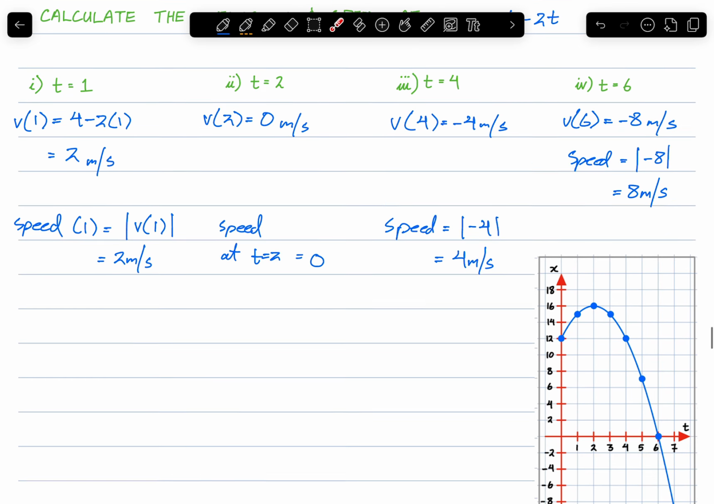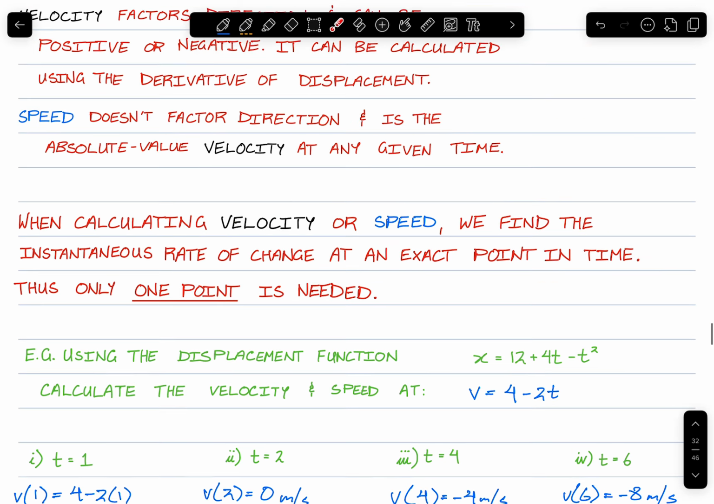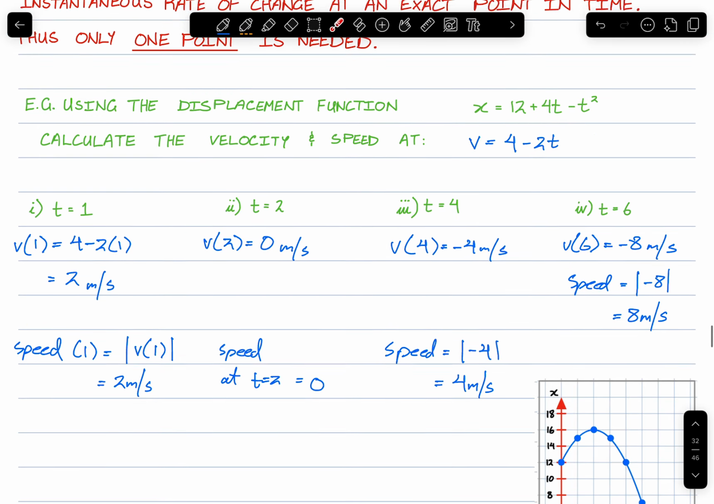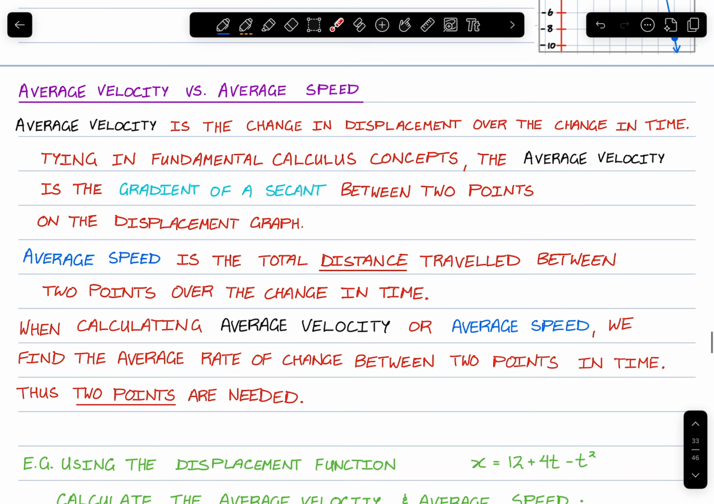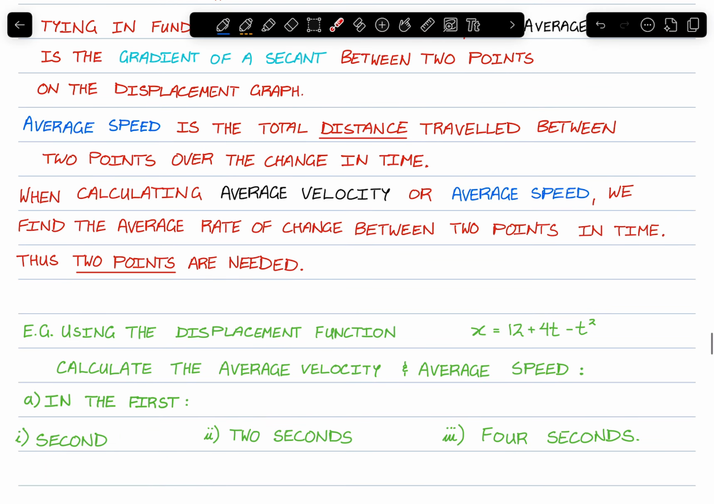Now that we're getting our minds around velocity and speed, let's further expand this with the idea of average velocity and average speed. Average velocity is the change in displacement over the change in time. Tying this into the fundamental calculus concepts, average velocity is simply the gradient of a secant between 2 points on the displacement graph. Whereas average speed is the total distance traveled between 2 points over the change in time.